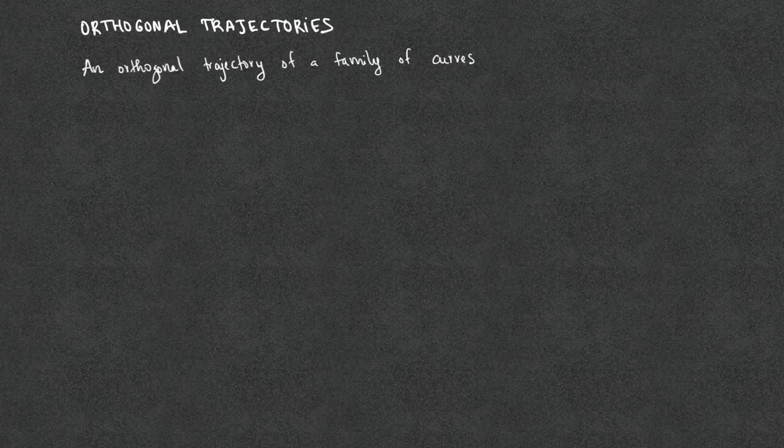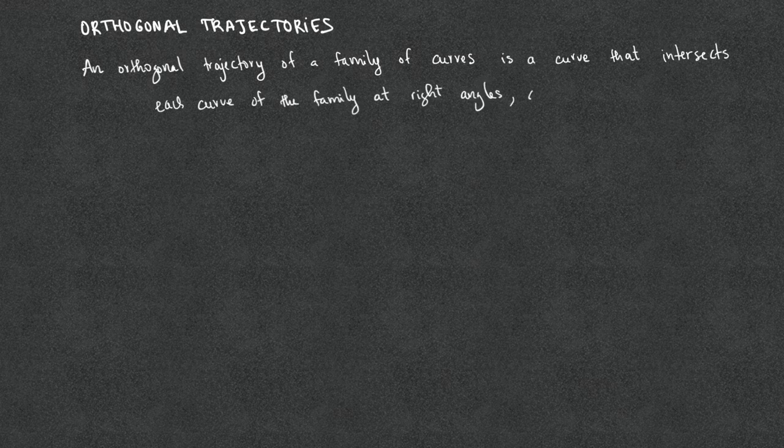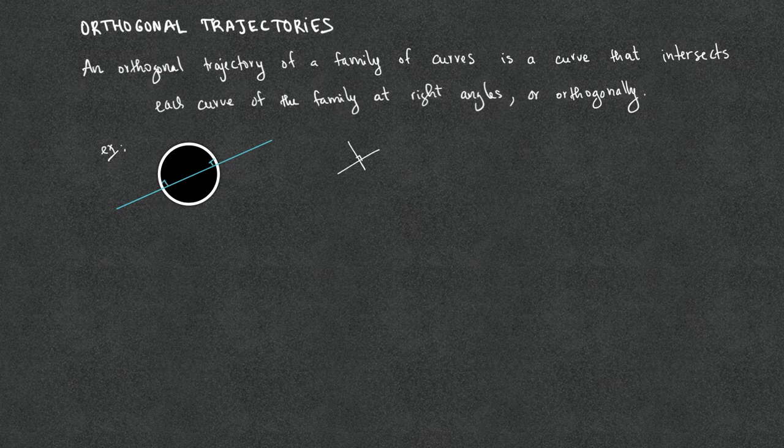Orthogonal trajectories. An orthogonal trajectory of a family of curves is a curve that intersects each curve of the family at right angles, or orthogonally. For example, a line that goes through the origin of the circle is orthogonal to the circle. We know that if two lines are perpendicular, then their slopes are the negative reciprocal of each other, or the product of the slopes is -1.